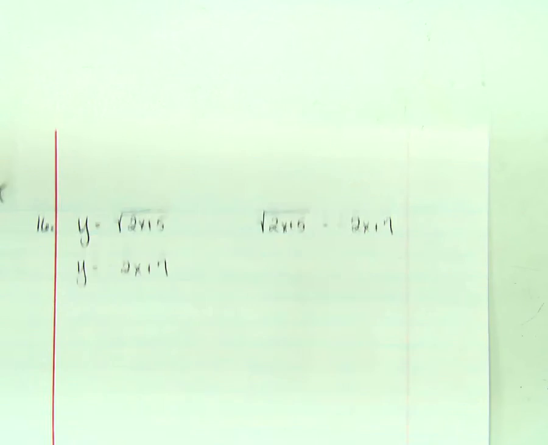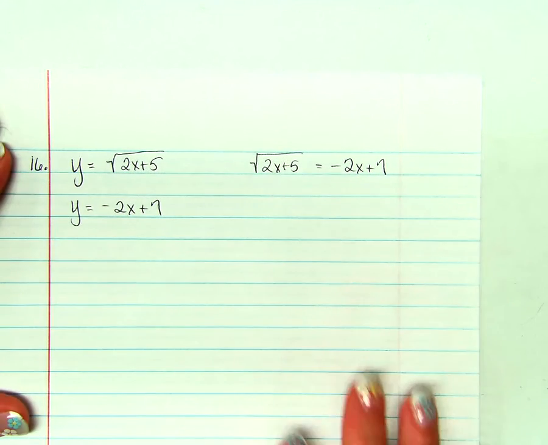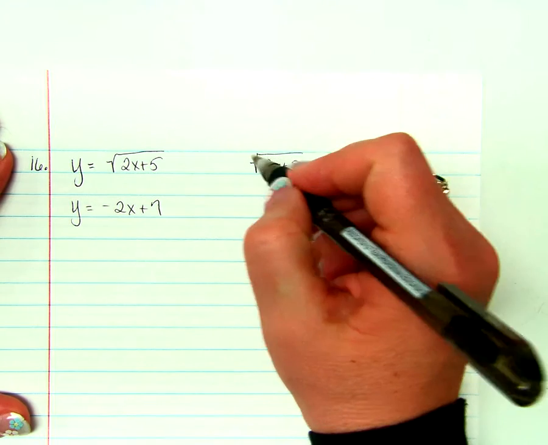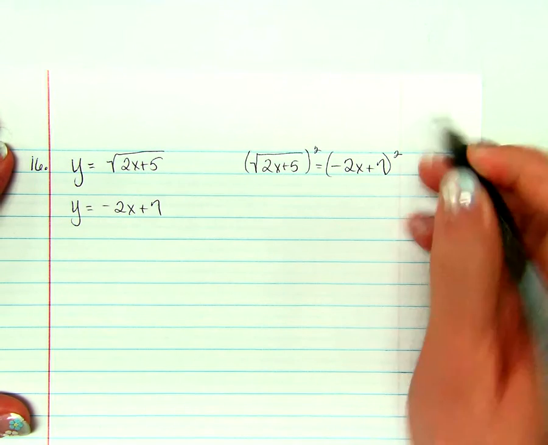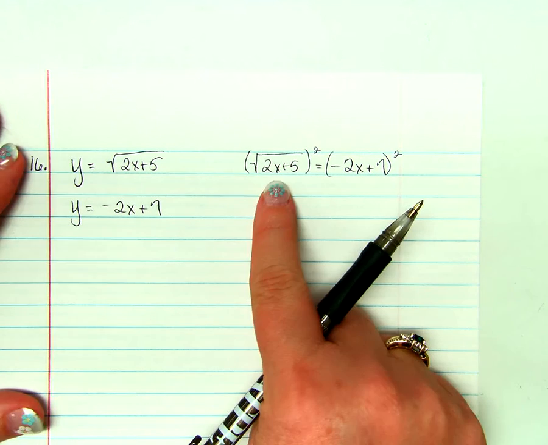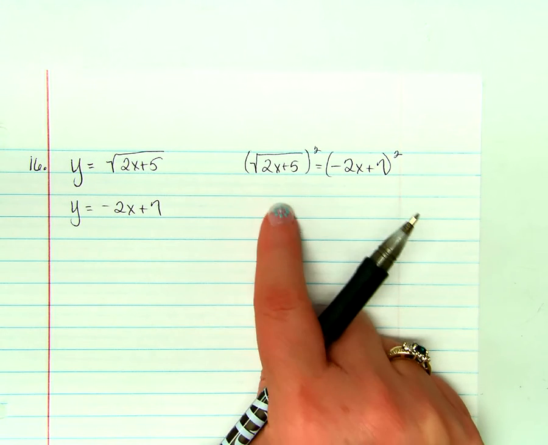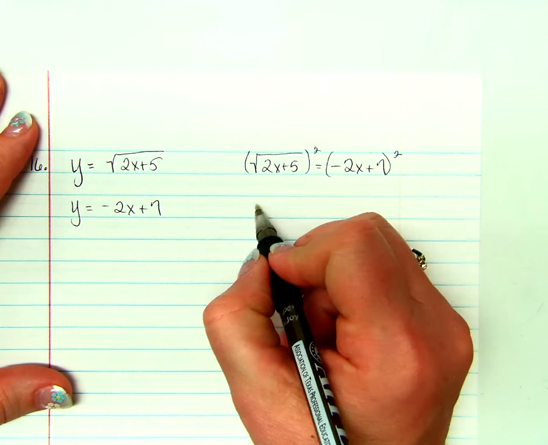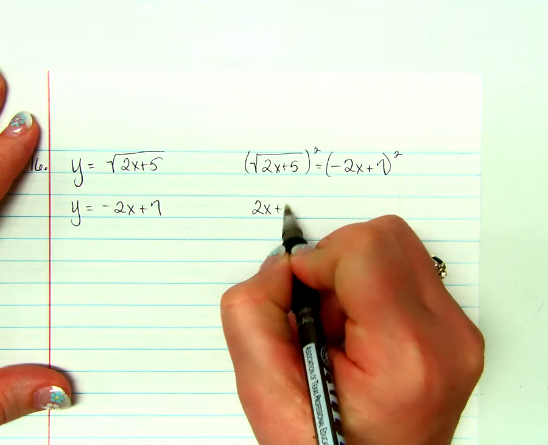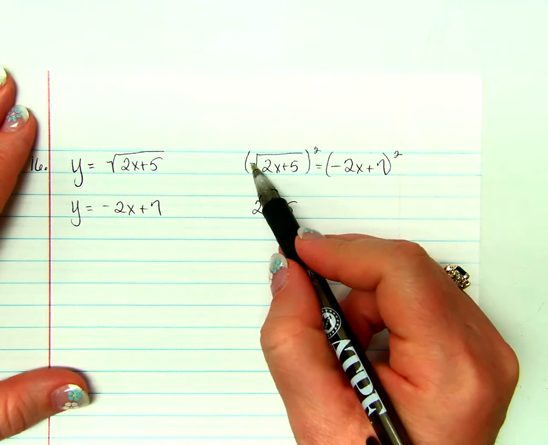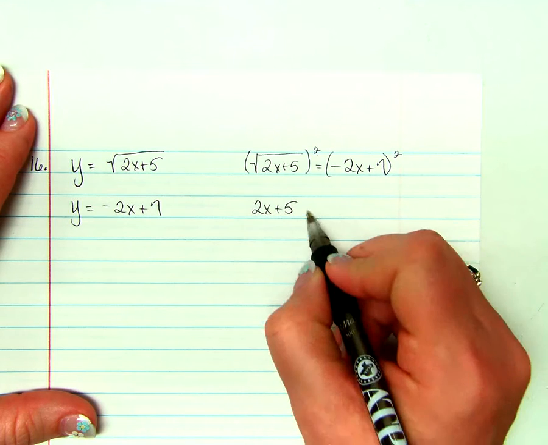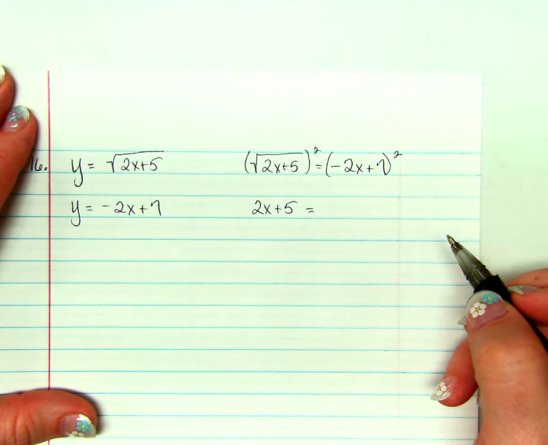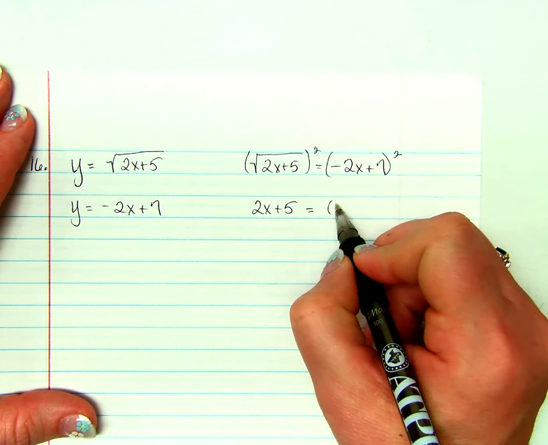All right? Now, how do I get rid of the square root? I square both sides, right? If I square that side and I square that side, that's what it looks like, right? What do I get? What am I left with on the left-hand side? 2x plus 5. Anytime I'm squaring something that I'm also taking the square root of, I just get whatever's inside. Okay? Equals what? Isn't it really this?